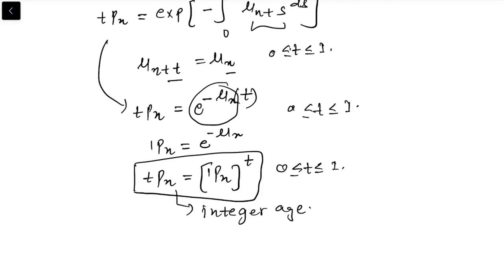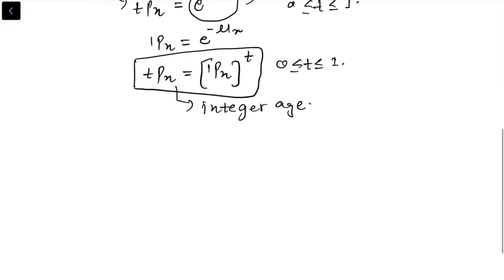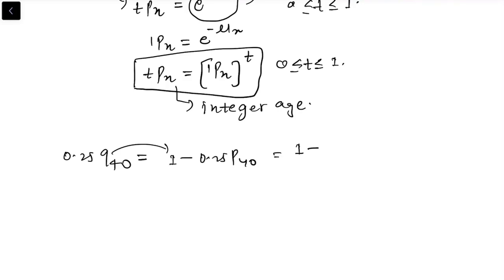Okay, so now let's do a very simple example. Suppose you are given 0.25q40, then first our task is to convert this in terms of p, 1 minus 0.25p40, and then we can write this as 1 minus 1p40 to the power 0.25.